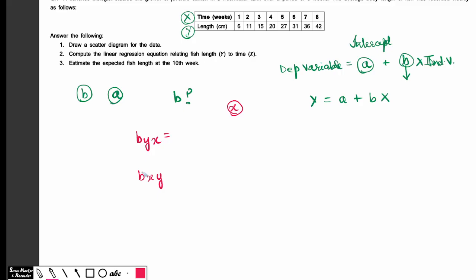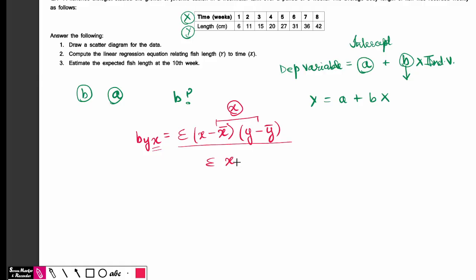But since here we know that x is independent, meaning the number of weeks are independent, so here we'll be writing byx, and the formula would be equal to the summation of x minus x bar, that is the mean, multiplied by y minus y bar. So whatever the product comes, its entire summation upon the summation of the squared difference between the actual value of the independent variable and the mean. So this one. So how do we calculate it?